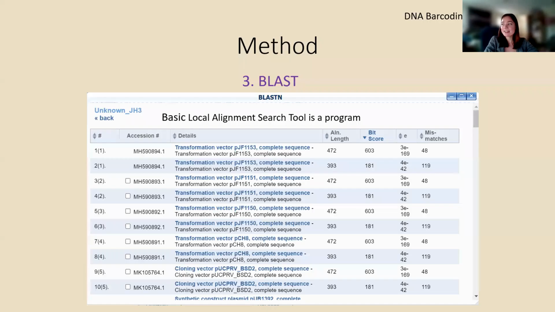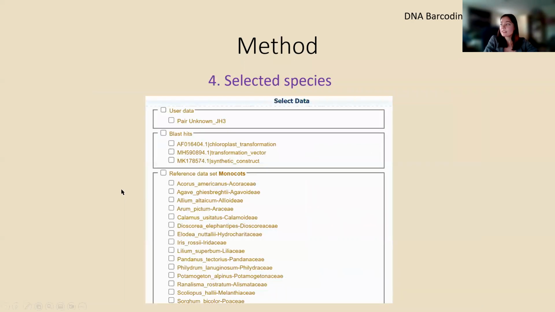And after that, I used BLAST, which stands for Basic Local Alignment Search Tool, which is a program that compares the sequence identity, a similarity between our sample and other DNA sequences within the database. The next step is that I had to select species in the plant kingdom for this phylogenetic comparison. And there were many plant species and categories that I could have chosen from. For example, monocots, dicots, angiosperm, and gymnosperm.